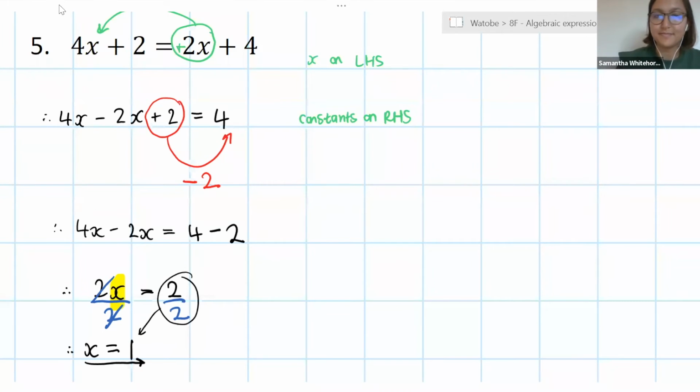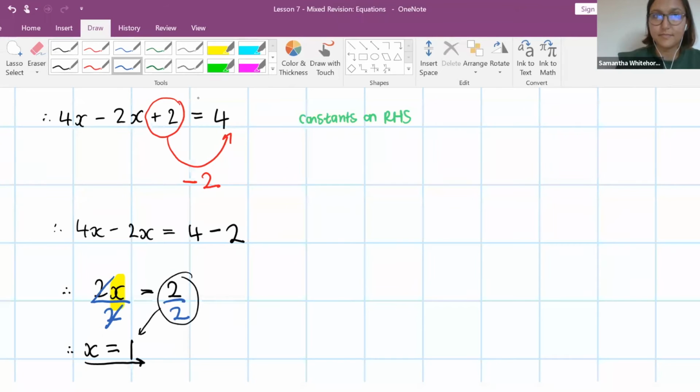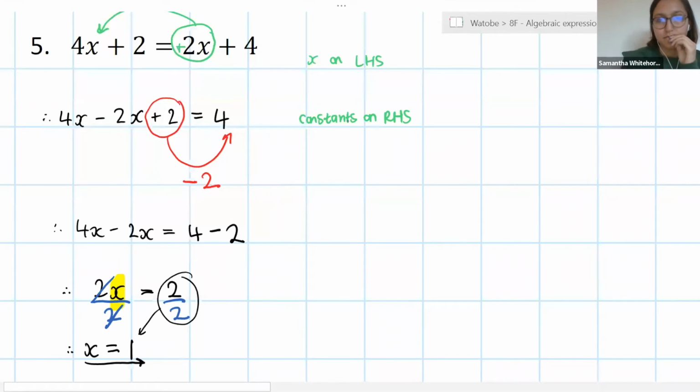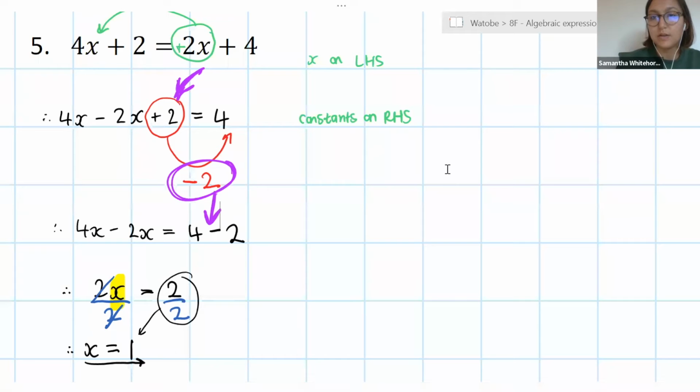Yes, ma'am. Question 5, is it not supposed to be 4x minus 2x equals 2 plus 4? And then you give the answer. Okay, so just be careful. It's not going to be 2 plus 4, because remember this plus 2, when I bring it over, becomes minus 2. So it's actually 4 minus 2. The sign has to change. Okay, so it's really important we remember that.